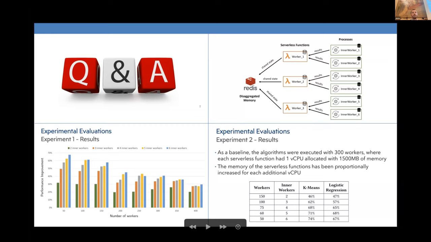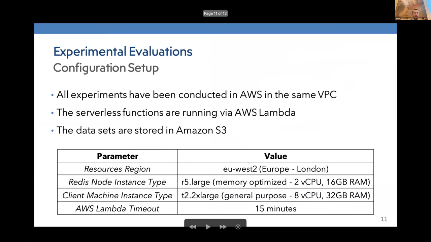No, no, just one. So the Redis server was an EC2 instance of type memory optimized, of type R5 large.